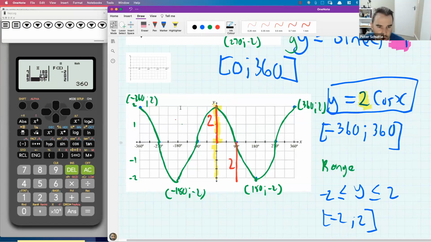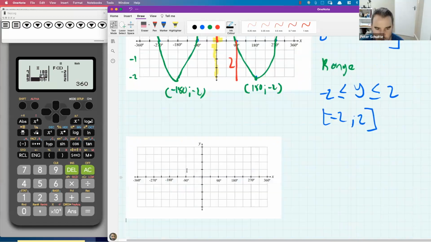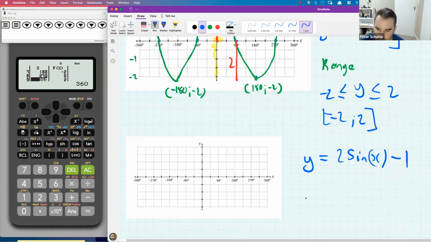Okay, now I know what you want. You want me to combine these 2 things together. And who am I to stand in the way of your progress? So let us draw the graph of y equals 2 sine x minus 1. And I want you to draw this on the domain minus 180 to plus 180.